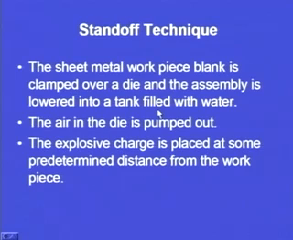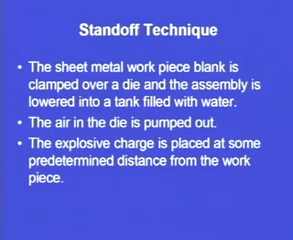So, we have a die, on top of it we place our sheet metal, that is our raw material that we want to convert into a final product, and this assembly is then lowered into a water tank. The air in the die is pumped out. So, there is no air left inside the die. The explosive charge is placed at some predetermined distance from the workpiece. This is one important point that should be noted. As we have already seen, in explosive forming we make use of an explosive charge, and it is placed at some predetermined distance.